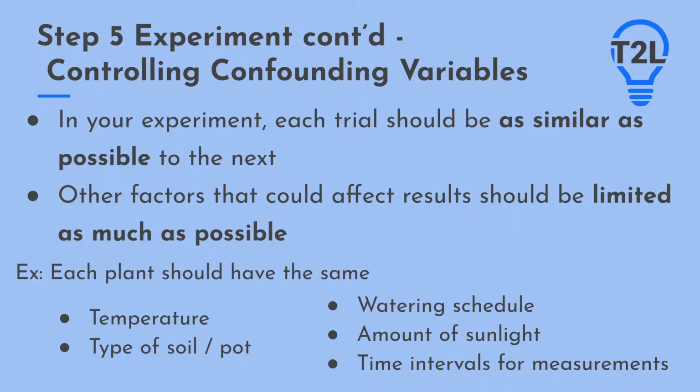Yeah, so a really important part is controlling confounding variables. That means that each trial should be as similar as possible to the next trial. So let's say, going back to the sunflower example, you have 4 pots of sunflowers. You want to make sure that each pot has the same temperature, the same type of soil, and the same amount of water given, because it helps make the environments as similar as possible, so that you can really see if a change in the independent variable causes a change in the results. It just makes the results a lot more accurate.